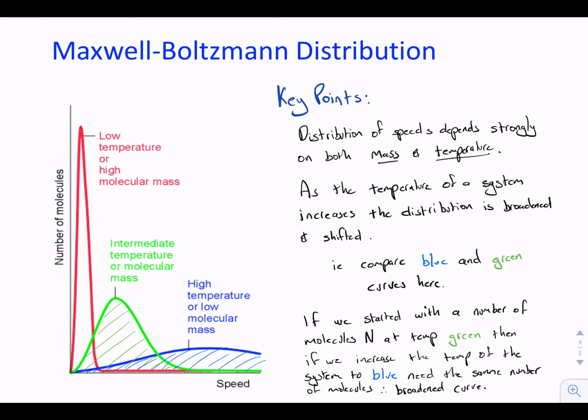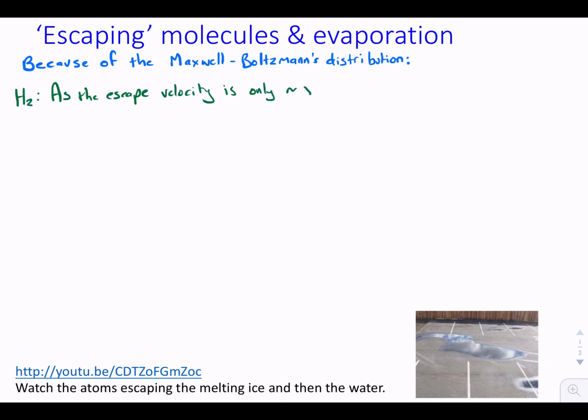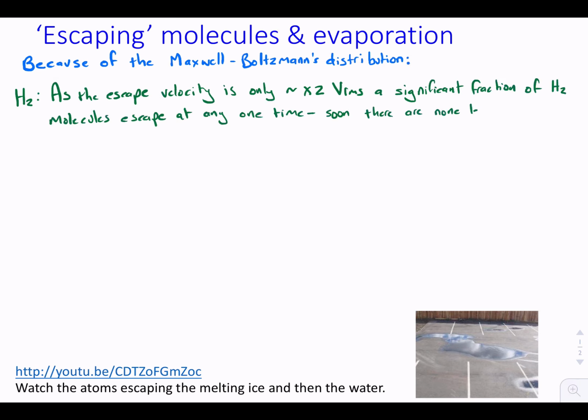So thinking back to our escape velocity and our calculated root mean squared values for hydrogen and oxygen, we can see here that the escape velocity is only twice the root mean squared value for hydrogen. So a significant fraction of the hydrogen molecules are therefore able to escape at any moment, and hydrogen is therefore rapidly depleted in the atmosphere.